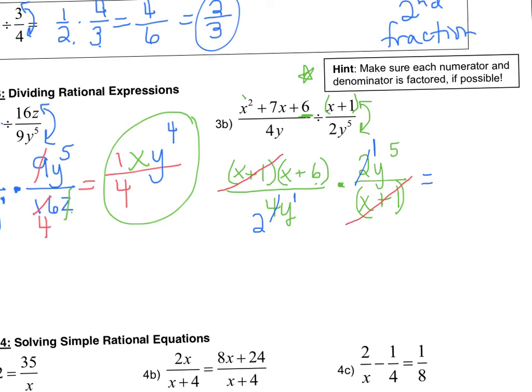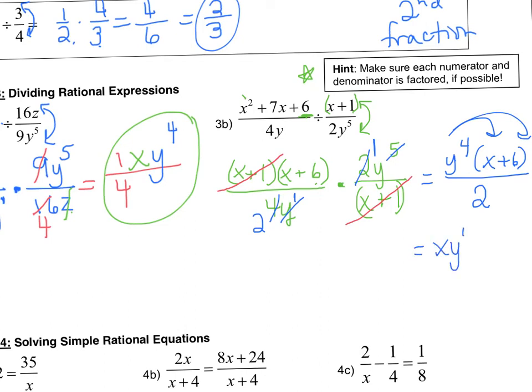So let's start writing the final answer here. I have y to the fourth. That's the only thing on top. And I have an x plus 6 right next to it. On the bottom, I have everything canceled out except for that 2. So you could leave your final answer like that, or you could distribute the y to the fourth, and your final answer would be x y to the fourth plus 6 y to the fourth, over 2.